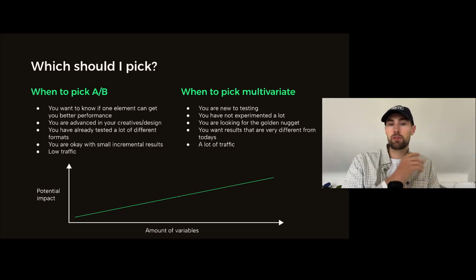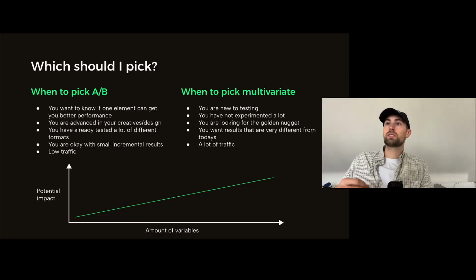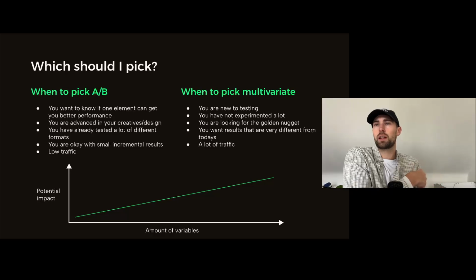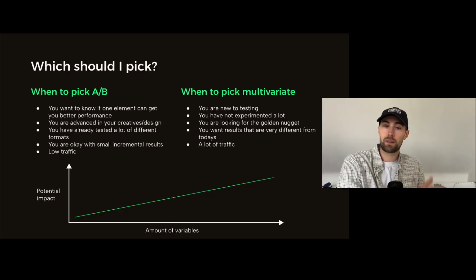It's also interesting if you're already very advanced in creatives or in your ad designs or in your copywriting, when you've already tested a lot of different formats and if you are okay with small incremental results. Very rarely will an A/B test make a very big difference to your end results. Most of the time, the big differences come from multivariate testing. Because if you're very different, then you can also expect very different results. The button color can improve your result maybe by 0.1%, but it won't be 4%.